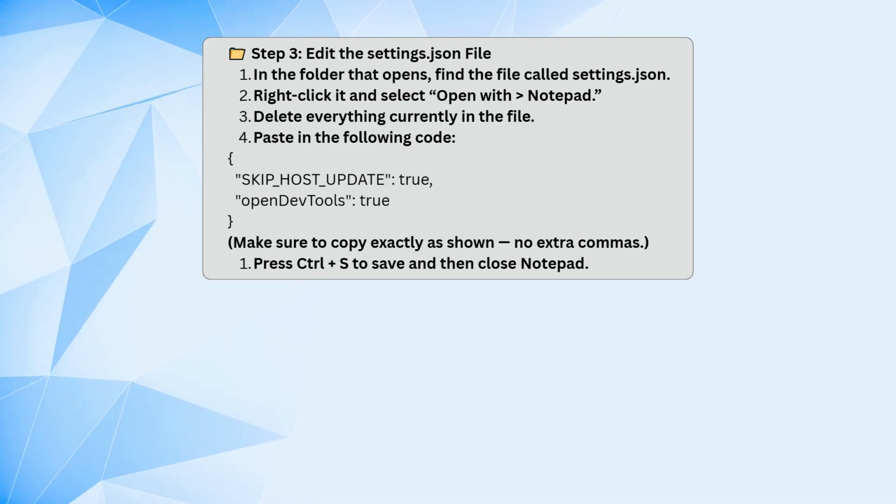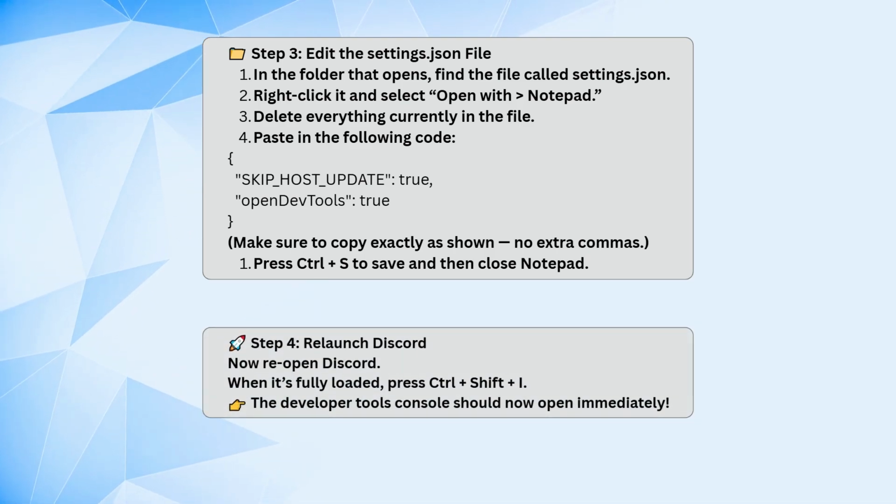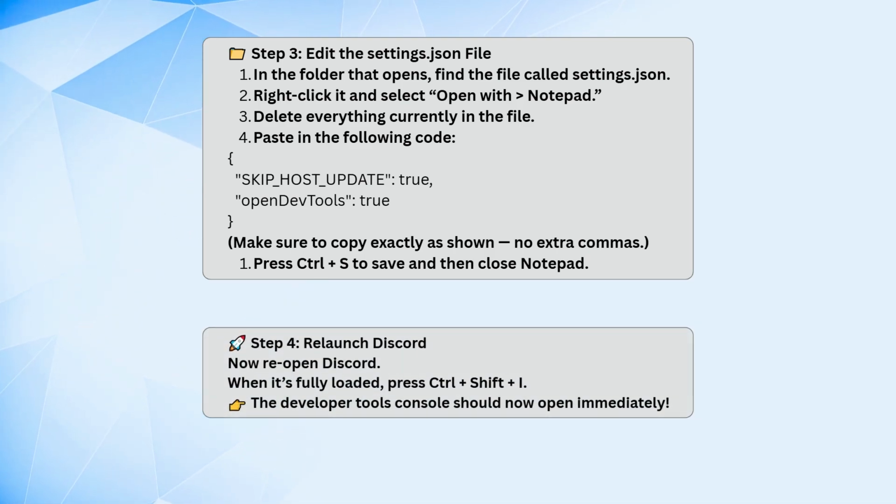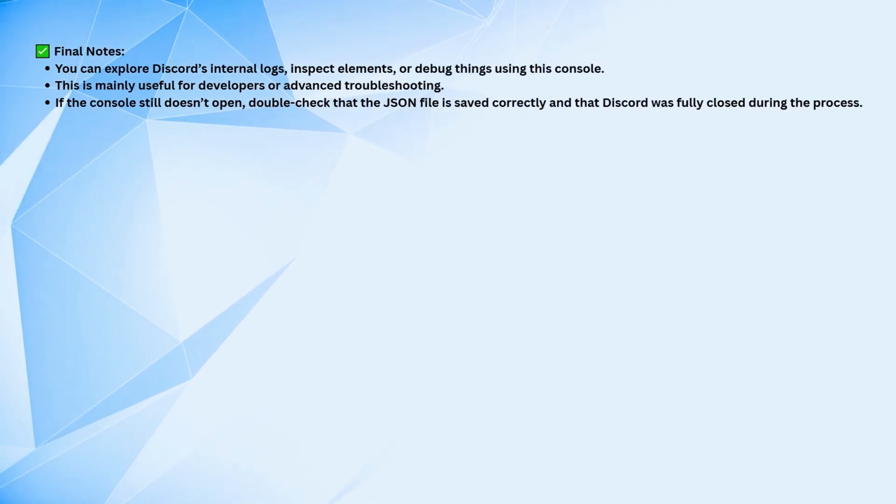Now, reopen Discord and once it's fully loaded, press Ctrl plus Shift plus I again. The developer console should open right away. This lets you check Discord's internal logs or debug if you need to.